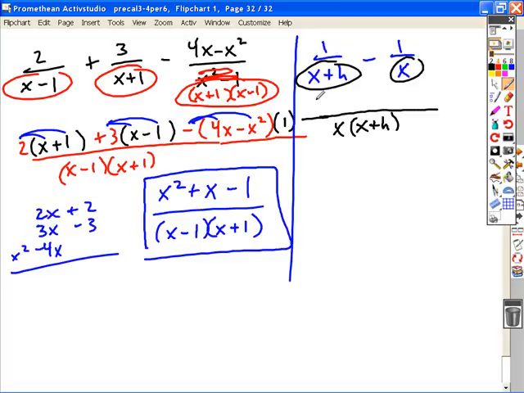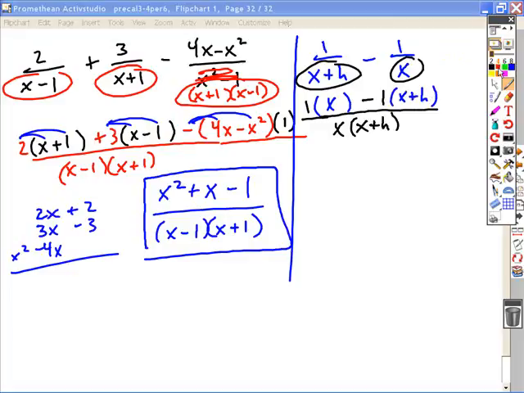Now, I go to the numerator of my first fraction, and I'm going to multiply that by the LCD factor that's missing from its denominator. What's missing from this fraction's denominator? X. Okay, minus the next fraction's numerator, 1, times what LCD factor is missing from this denominator? X plus h. So now I can simplify my numerator.